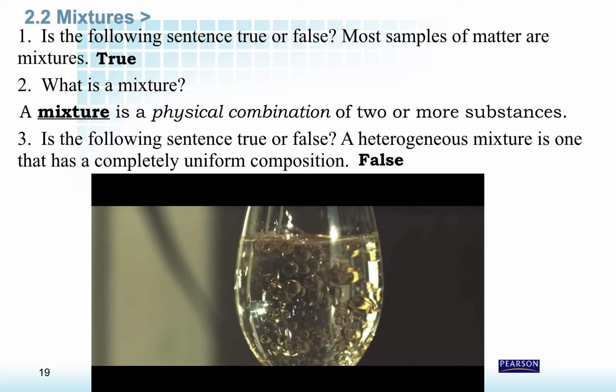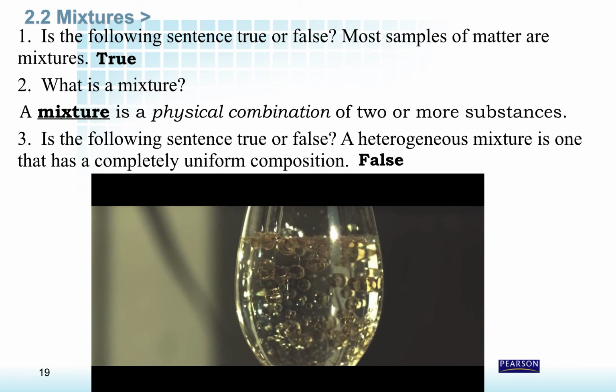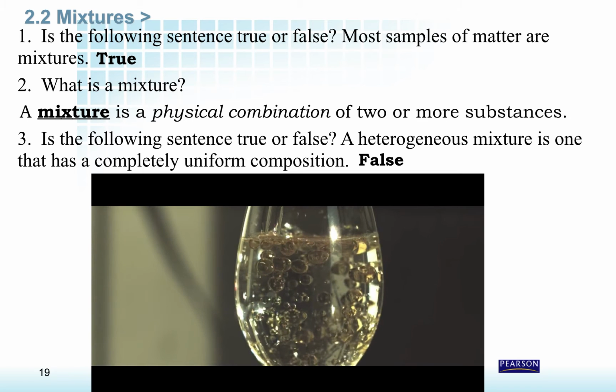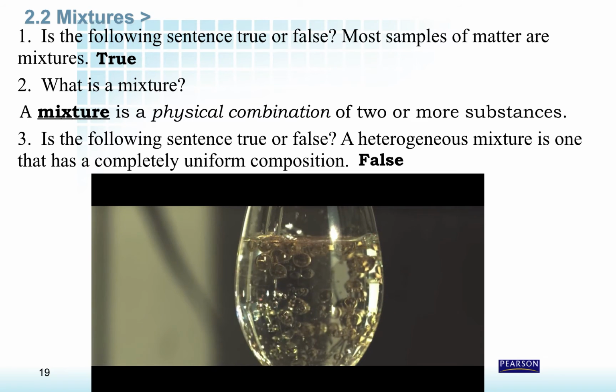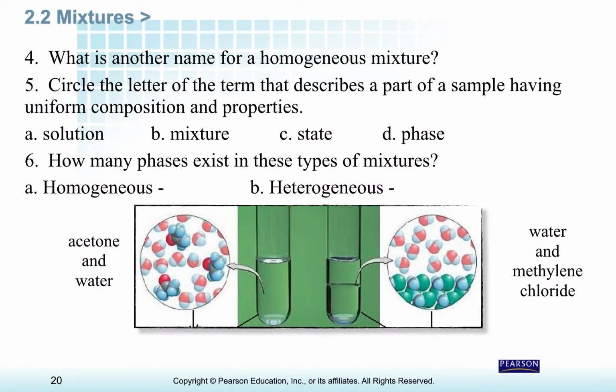In a heterogeneous mixture, you can always see more than one thing. That means they're not uniform in composition. I can see the globules of oil and I can see the water that it's in. So that would be a heterogeneous mixture. Another name for a homogeneous mixture is a solution. Circle the letter of the term that describes a part that has uniform composition and uniform properties. Well, we call that a phase. So in a solution, you have one phase. In a heterogeneous mixture, you have two or more phases.